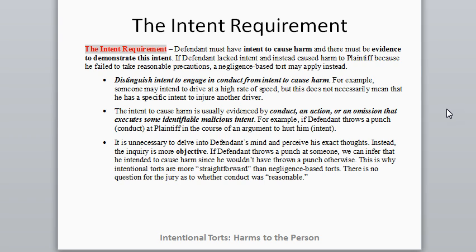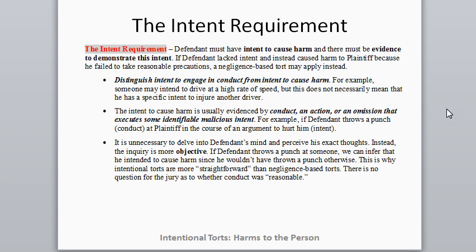So here, the biggest thing is that every single one of them, with a minor exception, which we'll discuss later, has an intent requirement, an intent to cause harm, and there must be evidence to demonstrate this intent. An example being that someone wants to punch someone else. The defendant says, "I don't like you, plaintiff. I'm going to slug you," and he throws a punch at that guy. That's an intentional act to cause some sort of harm.